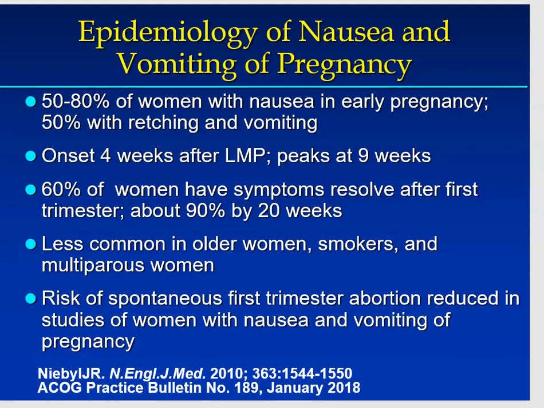It appears to be less common in older women, less common in smokers, perhaps related to decreased levels of estrogen, and less common in multiparous women. The risk of spontaneous first trimester abortion is also reduced in studies of women with nausea and vomiting in pregnancy, for reasons that are not fully understood.